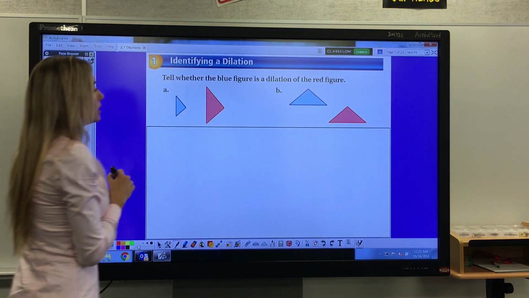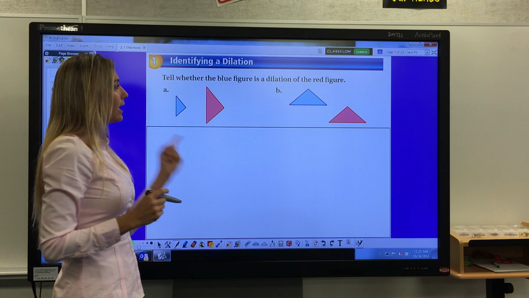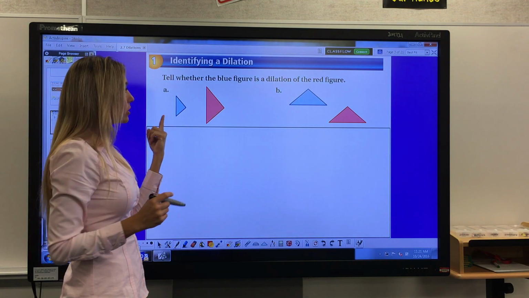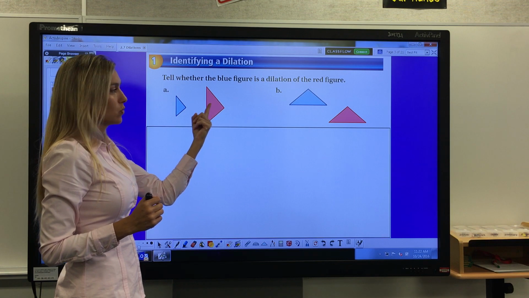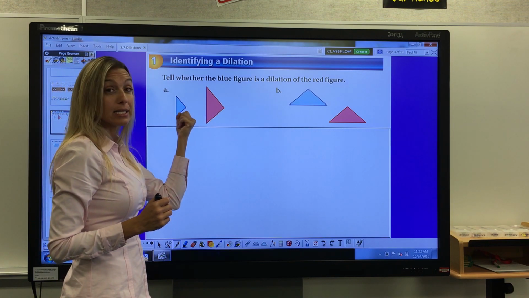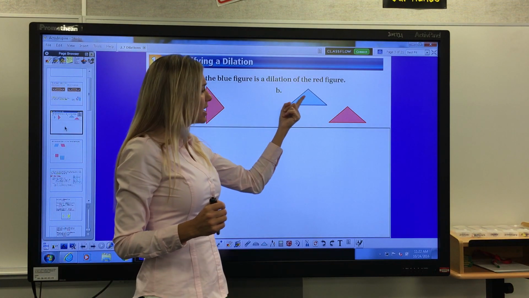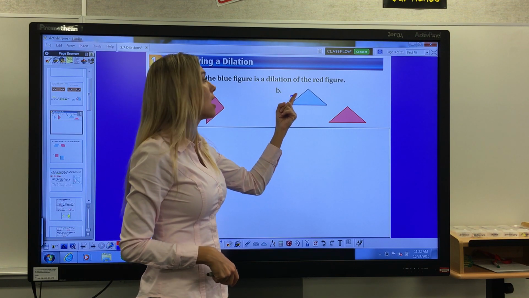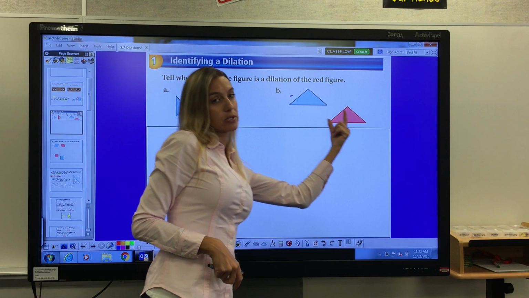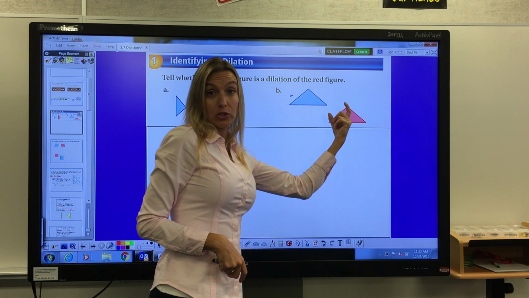So if I look at these two in here, is A a dilation? It sure is, right? So the blue figure got smaller from the red one. So it dilated. B, is that a dilation? No, right, it's not. It's just slid, so it's a translation.